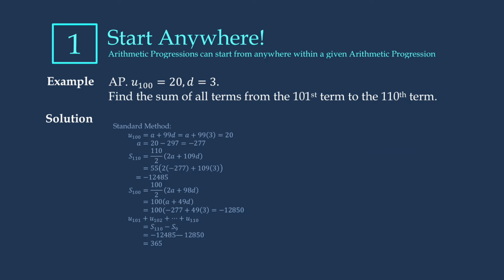First point, start anywhere. If you have a series of numbers separated by the same common difference, you can form an AP by choosing any starting point as the first term. Let us take a look at an example.